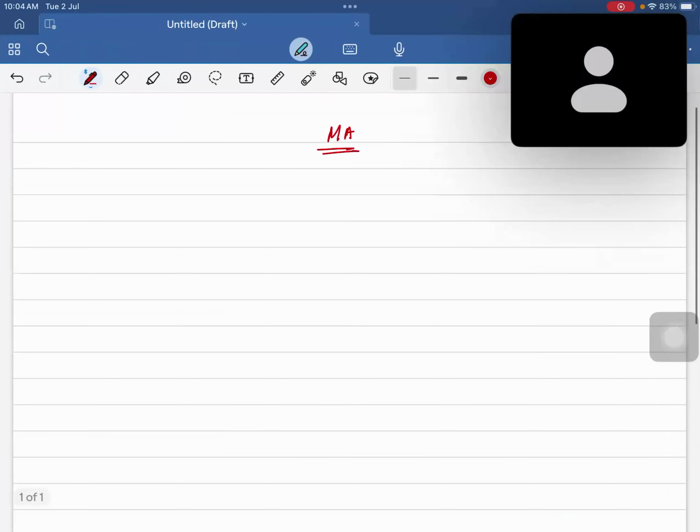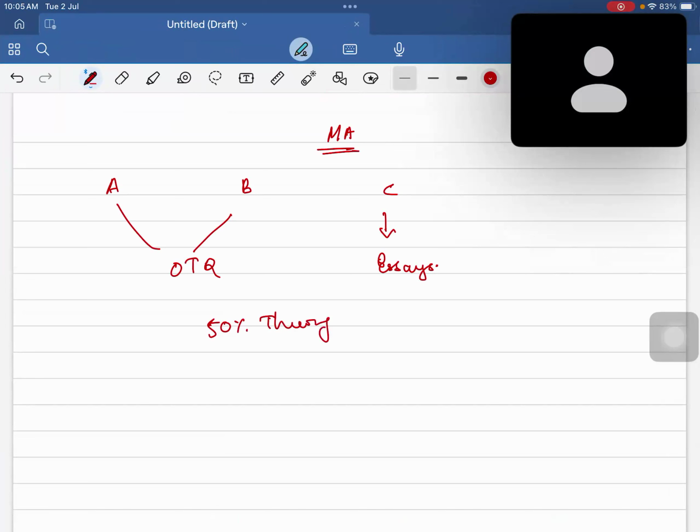Okay. So we have three sections A, B, and C. Section A and section B are OTQs, and C is essays. The same pattern would be followed. 50% is theory and 50% is problem. Clear? It's 50-50.